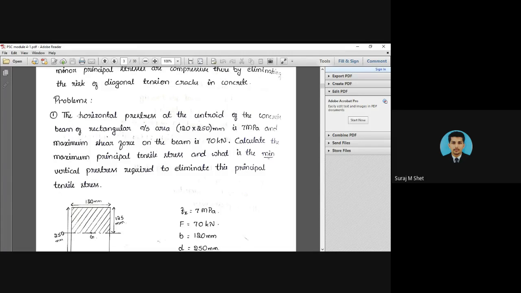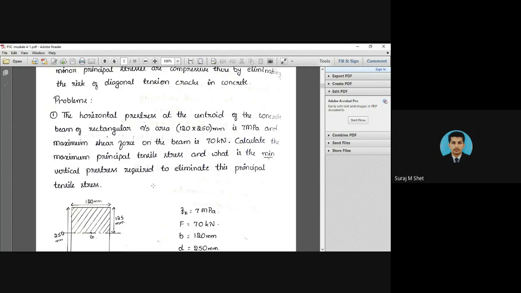Listen carefully. The horizontal pre-stress at the center of the concrete beam of rectangular cross-section area 120 by 250 mm is 7 MPa, and the maximum shear force on the beam is 70 kilonewton. Calculate the maximum principal tensile stress and the minimum vertical pre-stress required to eliminate this principal stress.